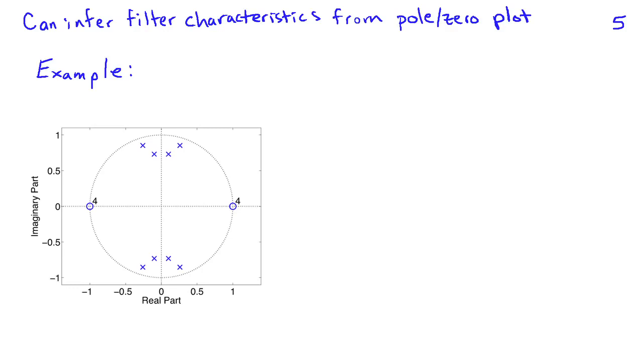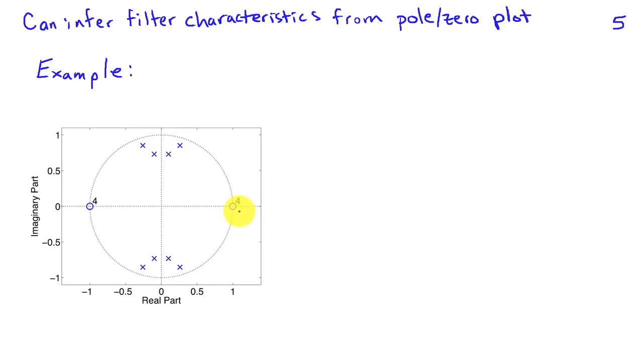So if I want a filter that attenuates a certain frequency, what I need to do is put a 0 on the unit circle at that frequency. Let's look at an example here where I've got a filter with 8 poles, and they're arranged in sort of a semicircle about the z equals j. And then I have zeros, 4 of them at z equals 1 and 4 zeros at z equals minus 1. So what can I learn from this?